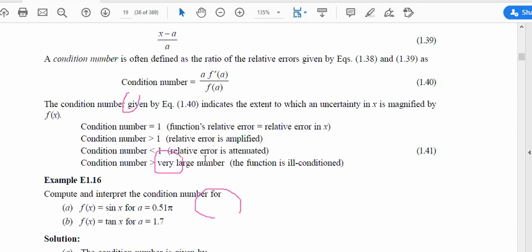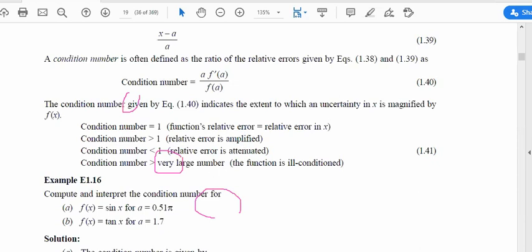Here is the standard one. In both cases they are proportional to each other. If the relative error is amplified, this is not acceptable. If the relative error is less in the function, this means the relative error is minimized as compared to the relative error in x. The first means relative error is amplified as compared to the relative error in x. And for a very large number, this is the ill condition.